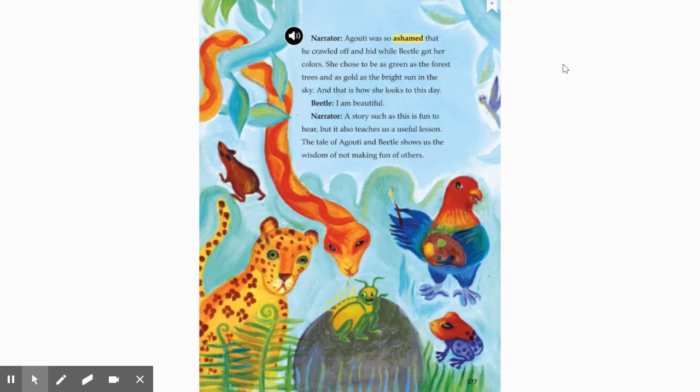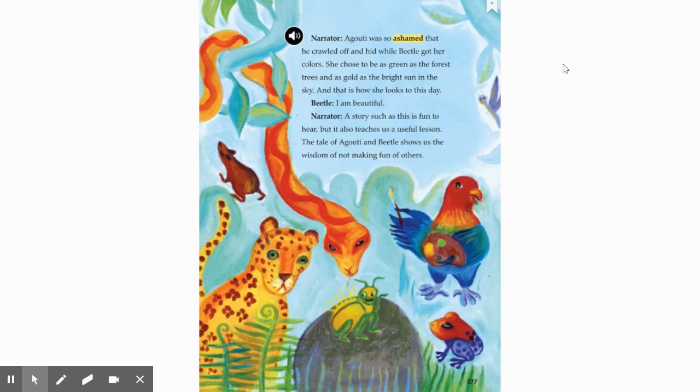We are going to jump ahead to the last page of our story. And you're going to listen in because oftentimes at the end of a story, especially a folk tale or a drama, you hear from the narrator what the lesson or example or message is from the author. So listen carefully as we read the last page.